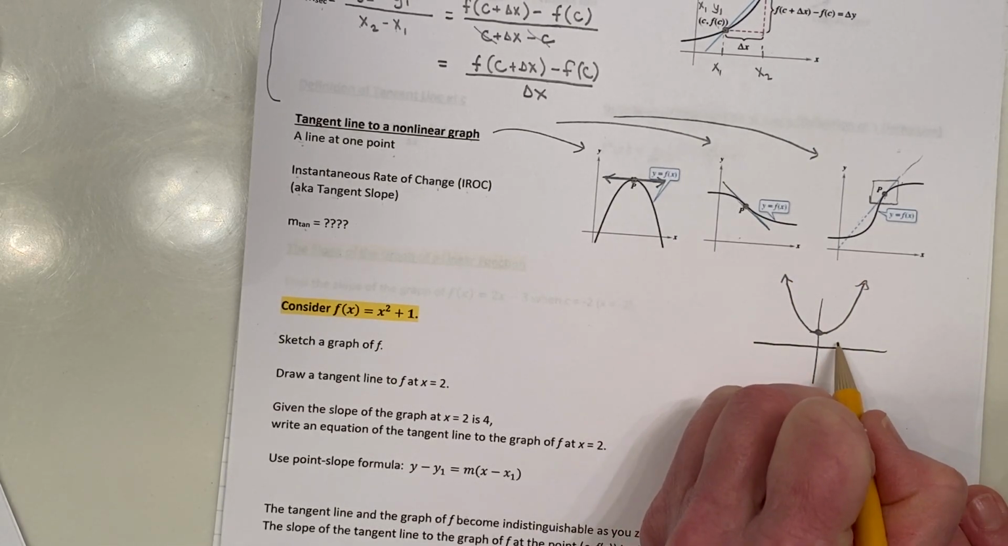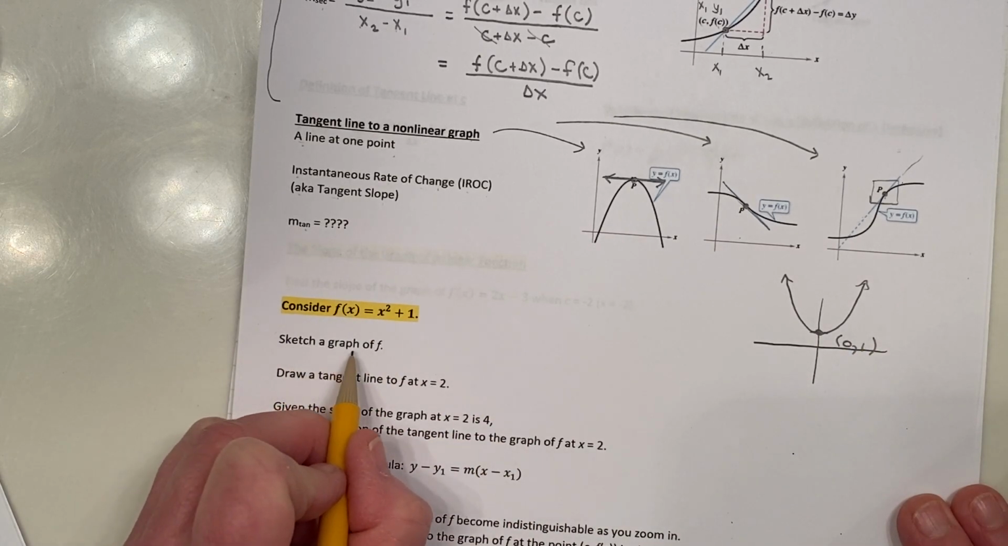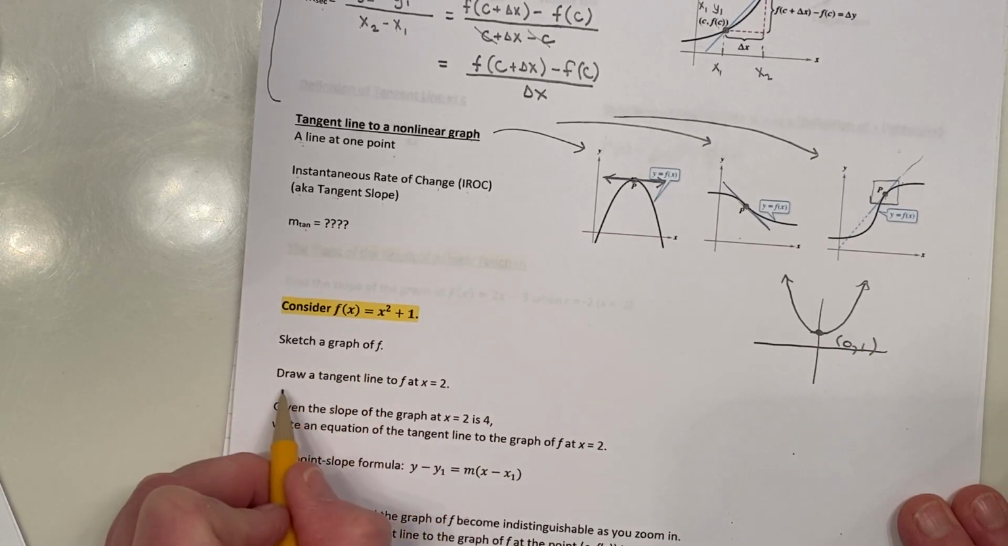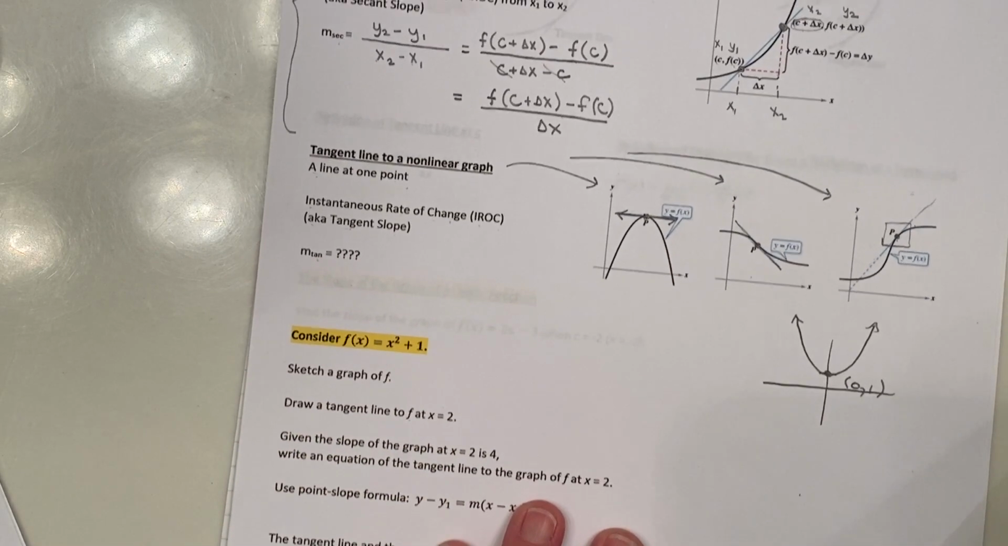Okay, this ordered pair is (0, 1). So it asks us to sketch a graph of f. I did it. Draw a tangent line to this function f at x equals 2.